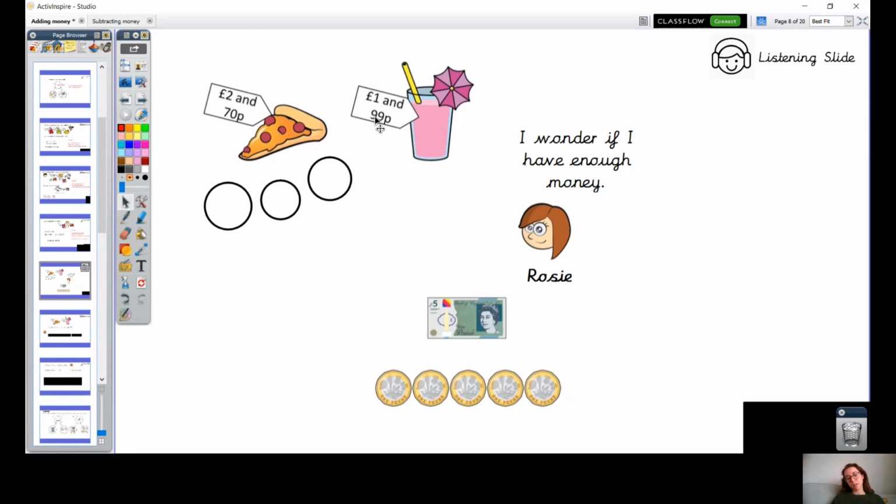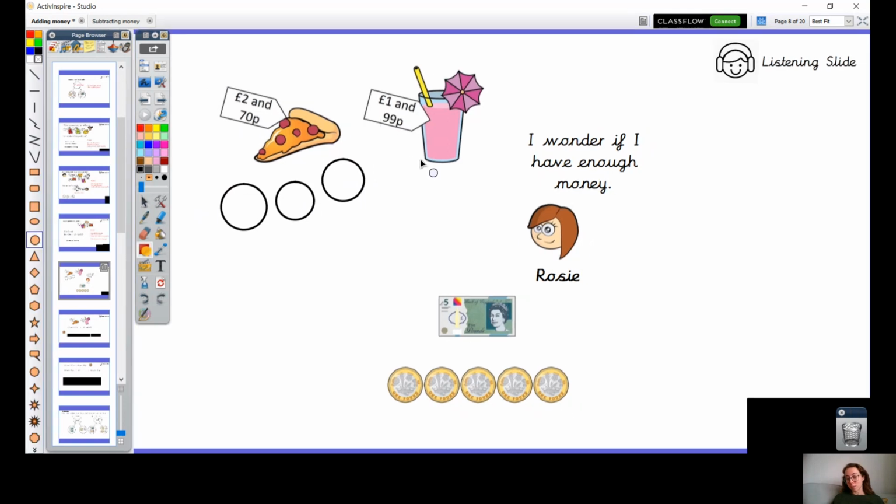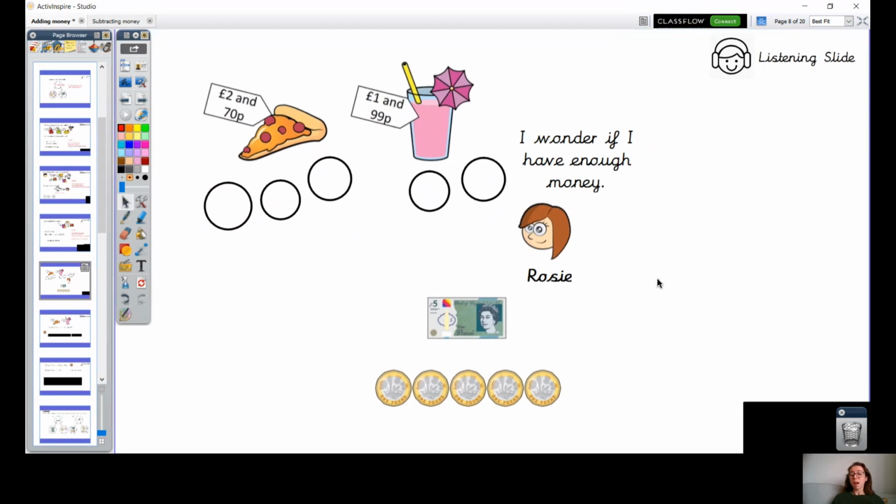And if we have a look at this drink, the price is £1.99, which is almost £2. So if we popped 2 of those coins over there, would she have enough? Yes, she would have enough. She's got 5 £1 coins to spend, and these items would be almost £5, so she would have enough.